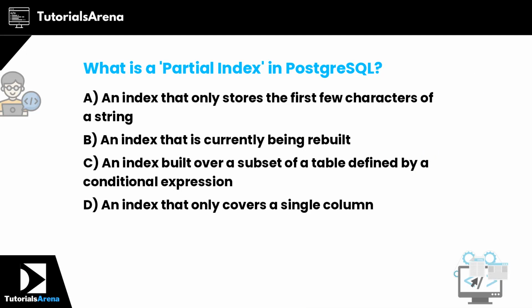What is a partial index in PostgreSQL? The correct answer is option C, an index built over a subset of a table defined by a conditional expression.